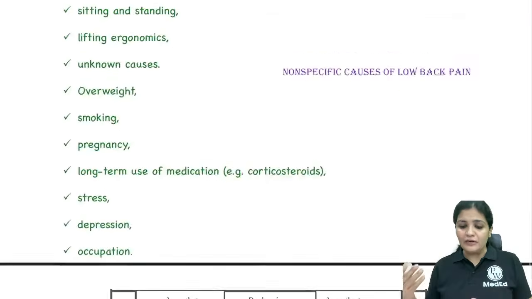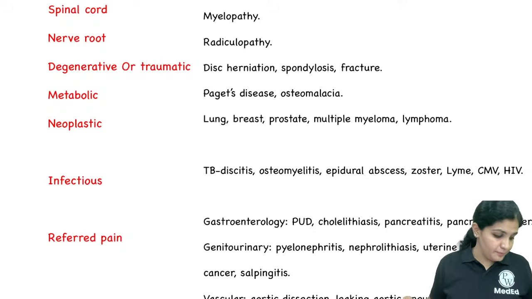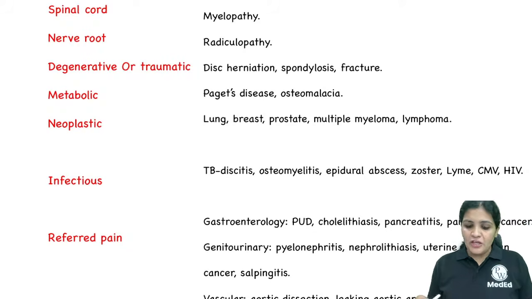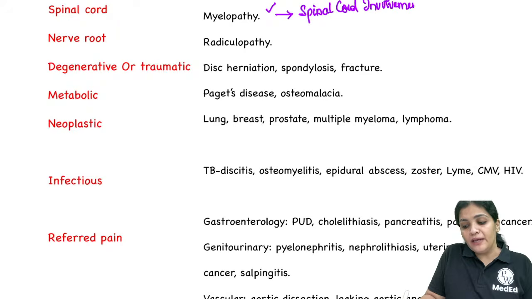So what are the other causes I'm telling? Other causes would be myelopathy. What do you mean by myelopathy? Myelopathy is whenever there is spinal cord involvement. When the spinal cord is directly involved, then you will have cervical myelopathy.